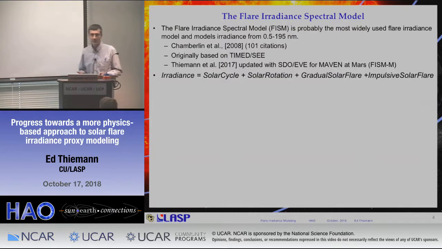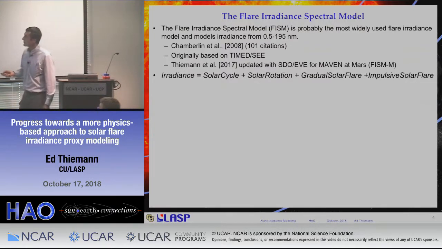MAVEN includes an EUV monitor that measures EUV irradiance in 3 bands, and we can use those bands to drive a version of FISM called FISM-M, where the M stands for Mars. FISM follows the lead of its predecessor models, like those from Hinteregger and the EUVAC model from Richards, where the solar irradiance is decomposed into a solar cycle and a solar rotation component. The innovation of FISM is that it includes flare components, with a gradual phase component and an impulsive phase component.